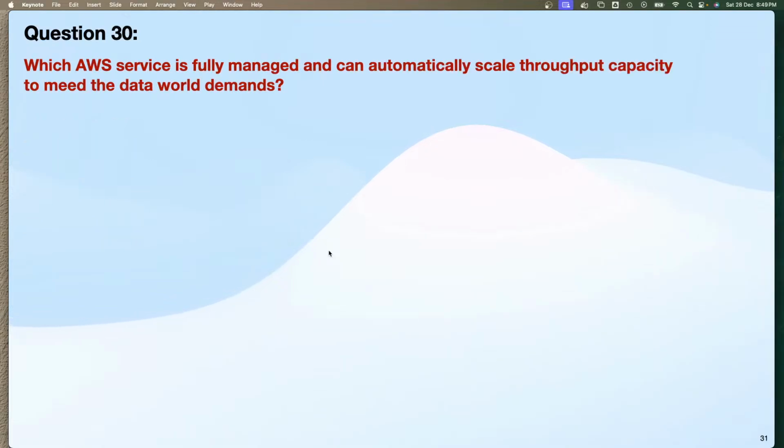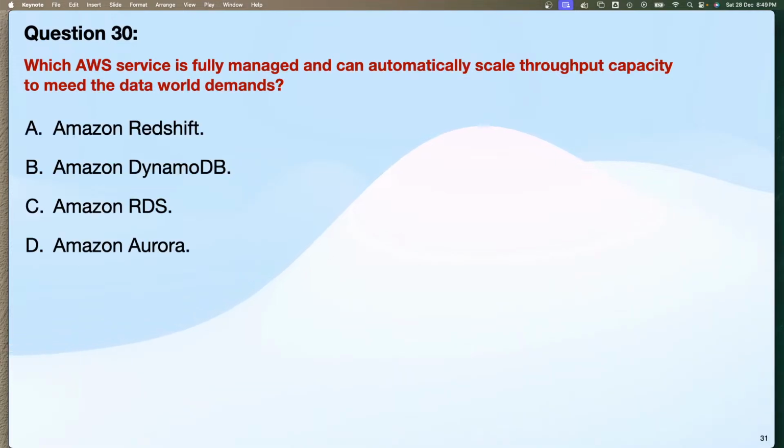So now I am going to question number 30. Which AWS service is fully managed and can automatically scale throughput to meet the data demands? They are looking for the service which is fully managed and high throughput. Remember, Redshift is a data warehouse service. It is not an automatically scalable service. It is something you have to provision.